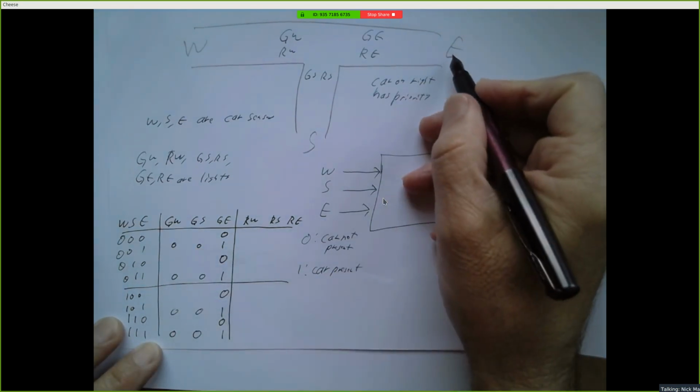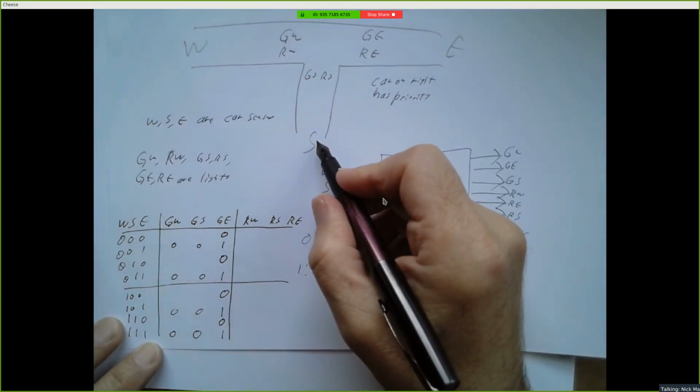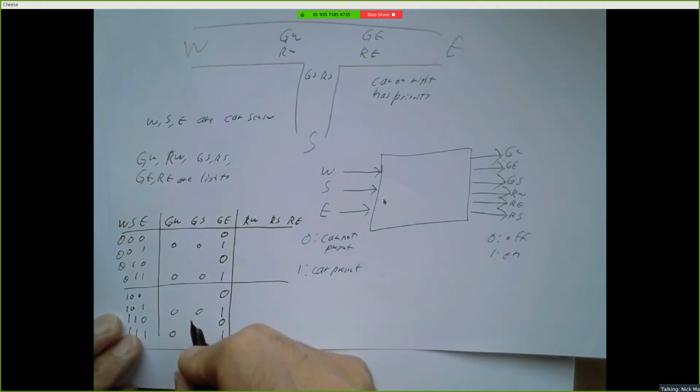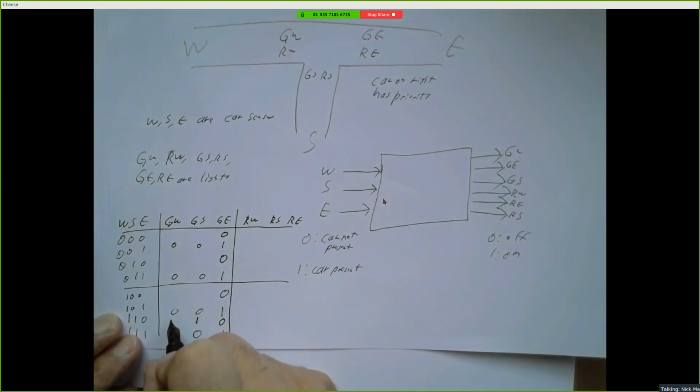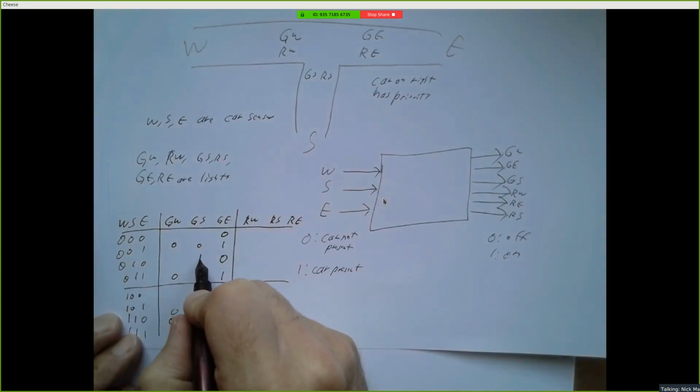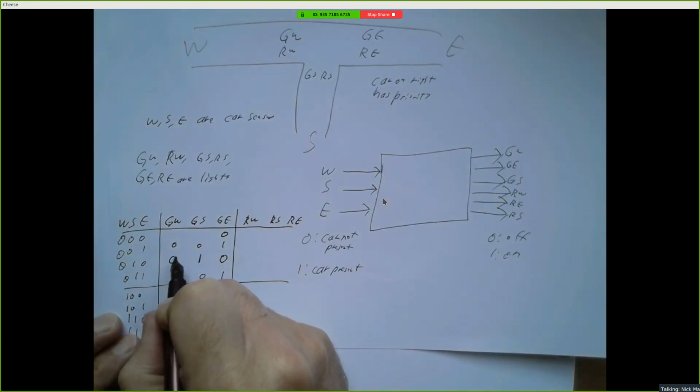But if the east is clear, then south gets priority. So here there's a car to the south, south is going to get green, and west is going to have to wait. And here there's a car to the south, so south will get a light, and west is going to have to wait.